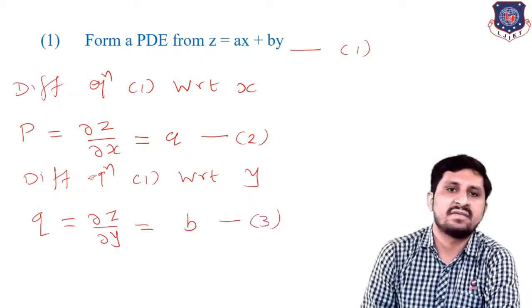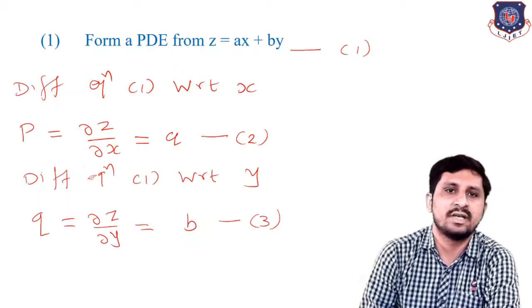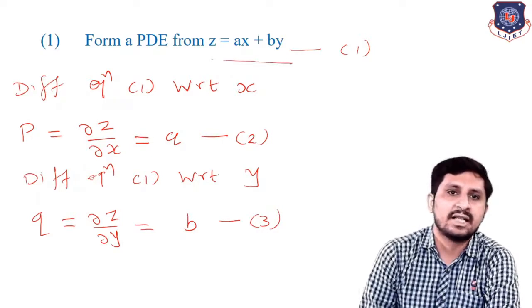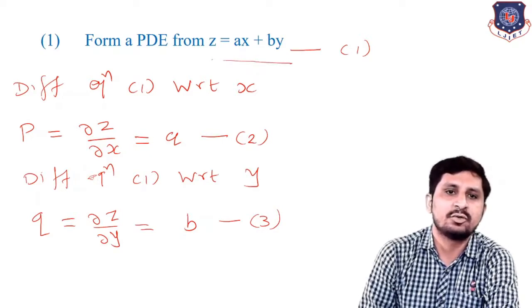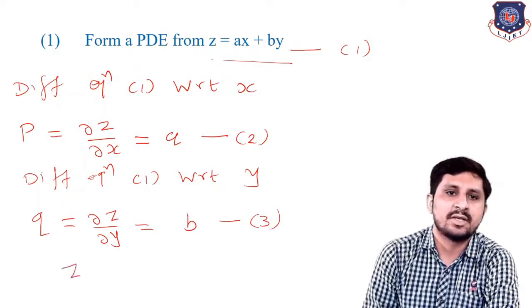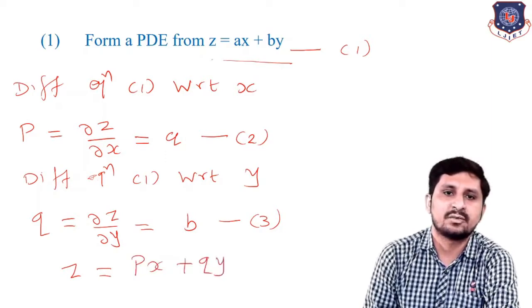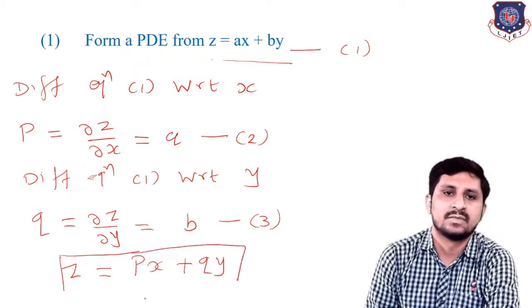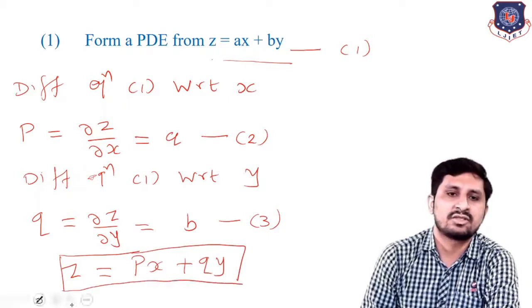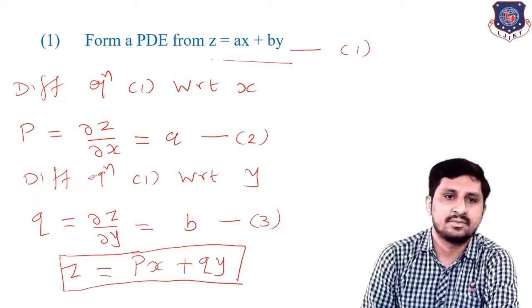Now I want to make a partial differential equation from this equation, Z is equal to Ax plus By. Now put A is equal to P and B is equal to Q in equation number 1. So our partial differential equation is nothing but Z is equal to Px plus Qy. So now this is our partial differential equation of first order, and Z is equal to Ax plus By.